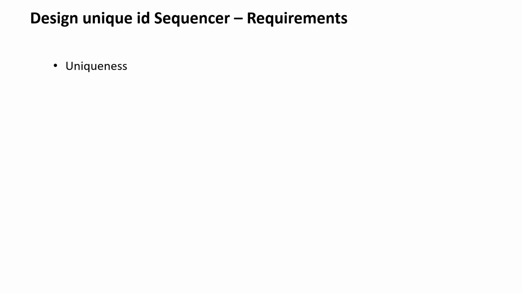Because for every event you have to assign a unique ID, and if IDs collide with each other, then you cannot distinguish them, right? Suppose you assign the same ID to two events. In that case, we can't distinguish both events separately, right?